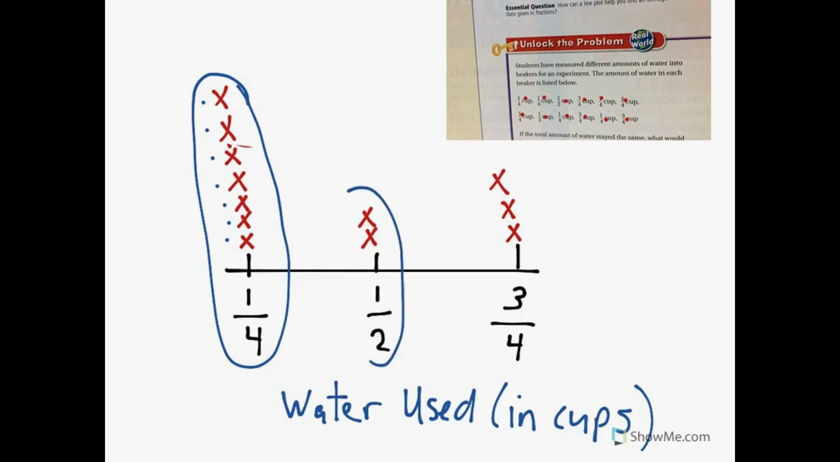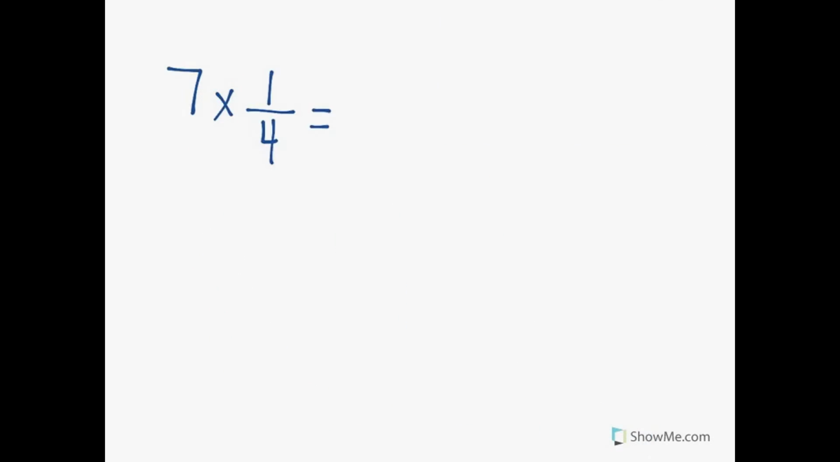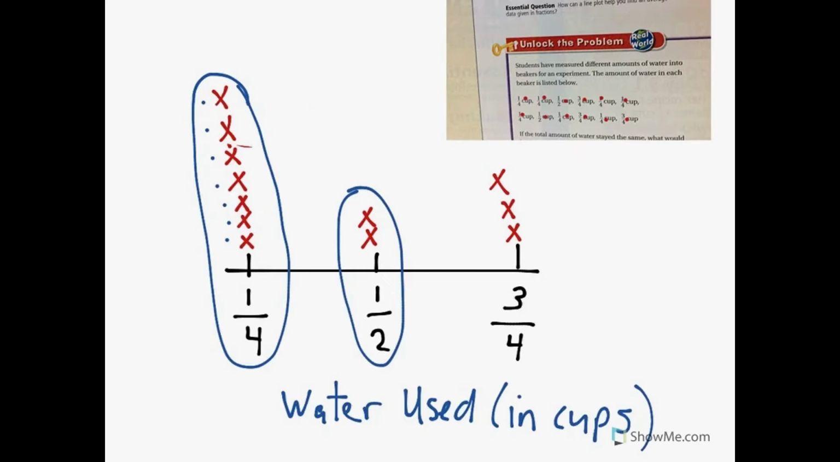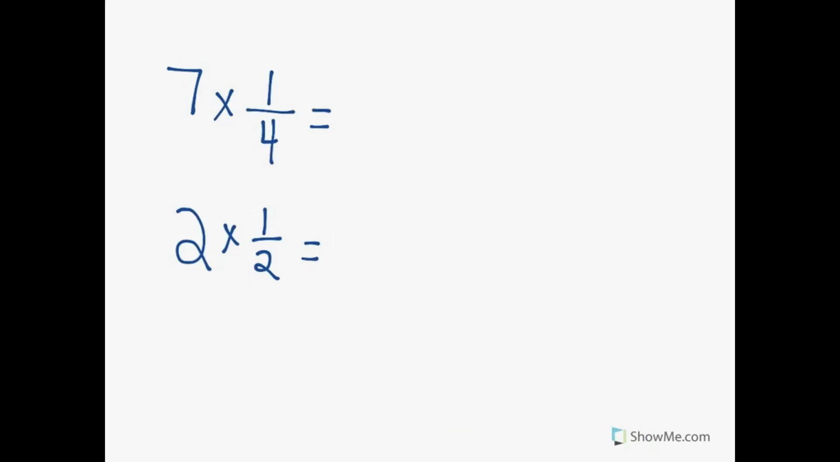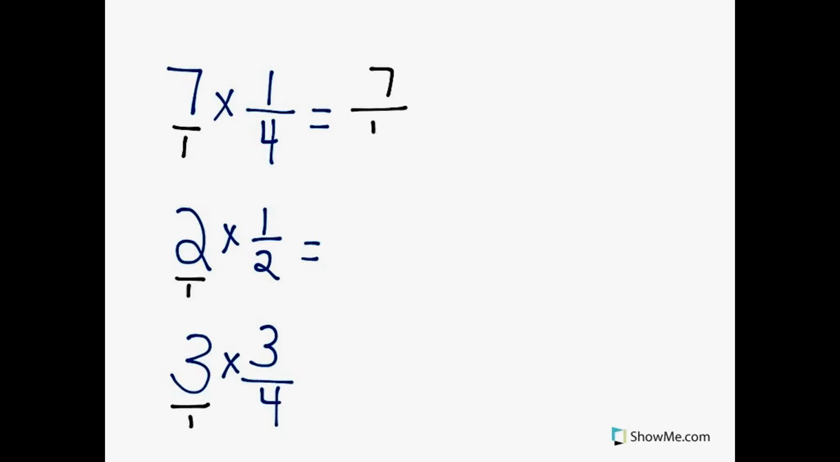Then I go to my half. I have 2 X's, so 2 1/2 cups. 2 times 1/2. Then I have 3 3/4 cups. So 3 times 3/4. Now, I could solve each one as I go along, or I could just write out my problems, and now I'm going to solve. So 7 times 1/4, we know that each whole number has the imaginary 1. Multiply across, 7/4. I'm going to convert that to a mixed number.